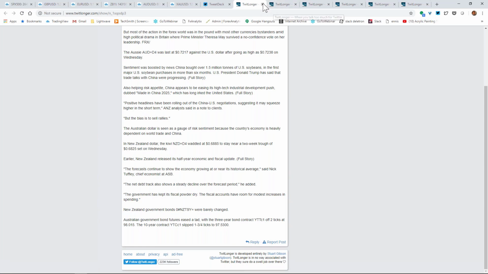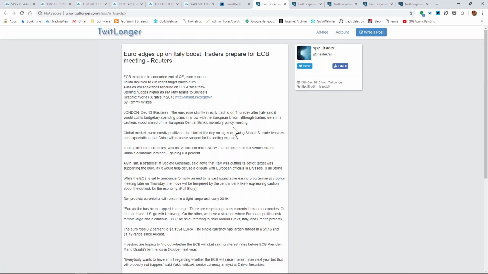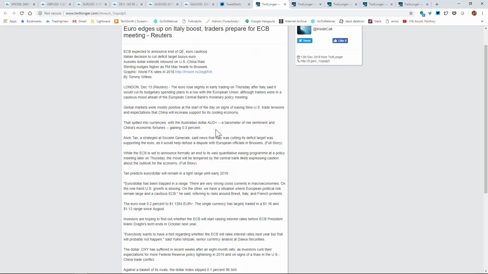And moving on to the pound. Well, actually, the euro edges up on the Italy boost as traders prepare for the ECB. The euro rose slightly in early trading on Thursday after Italy said it would cut its budgetary spending plans in a row with the European Union, although traders were in a cautious mood ahead of the ECB's policy meeting. Global markets were mostly positive at the start of the day on signs of easing U.S. trade tensions. Alvin Tanner, strategist at Societe Generale, said that news that Italy was cutting its deficit target was disappointing for the euro, and it would help diffuse a dispute with the European office in Brussels.